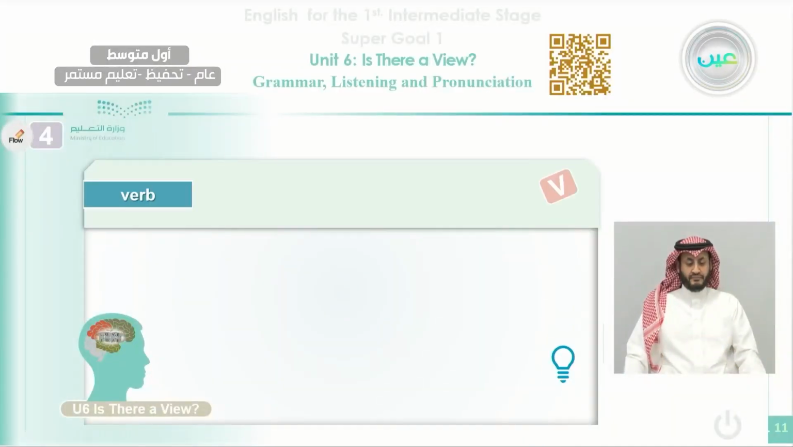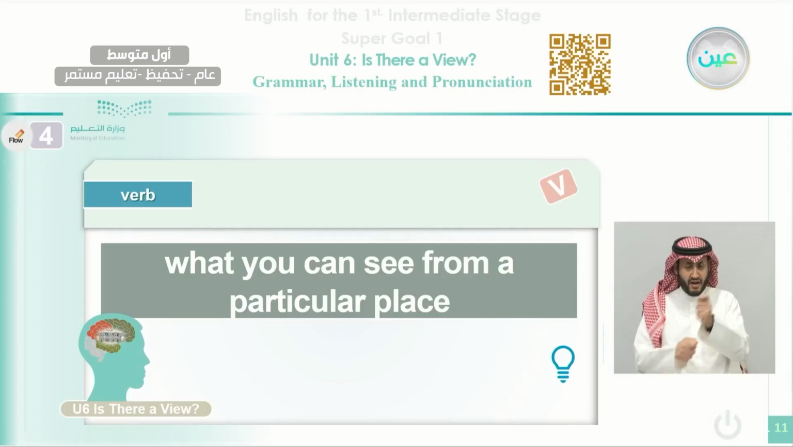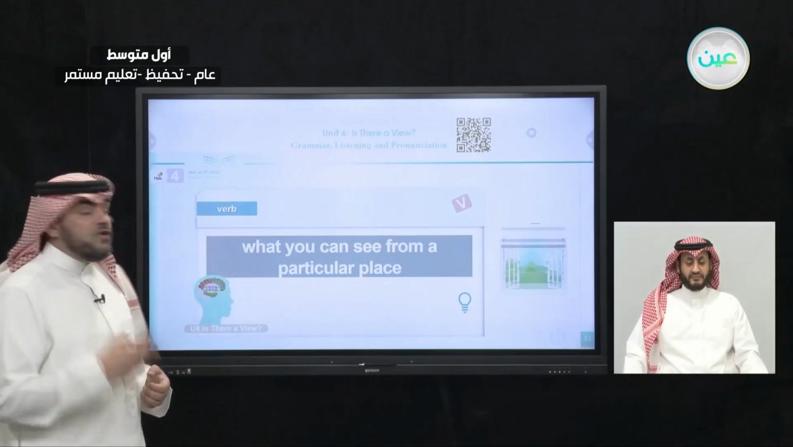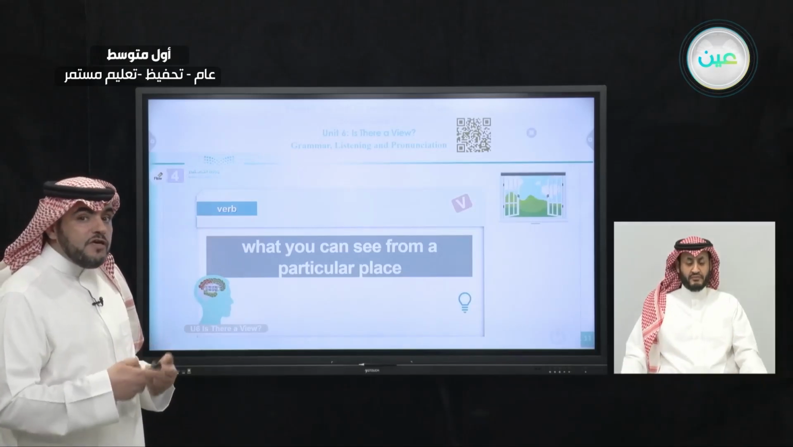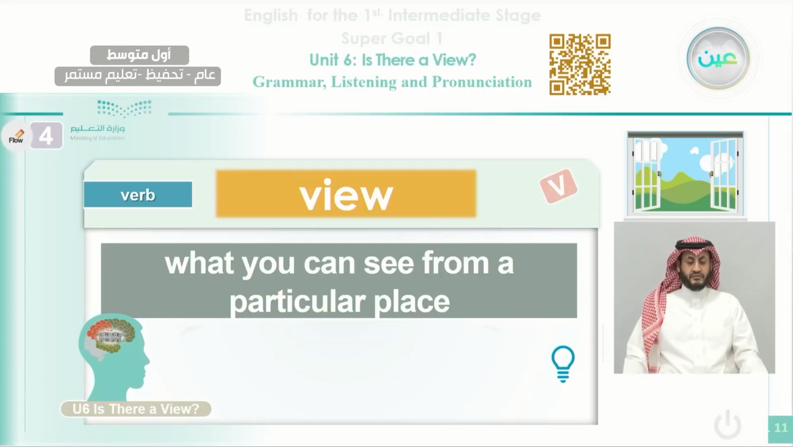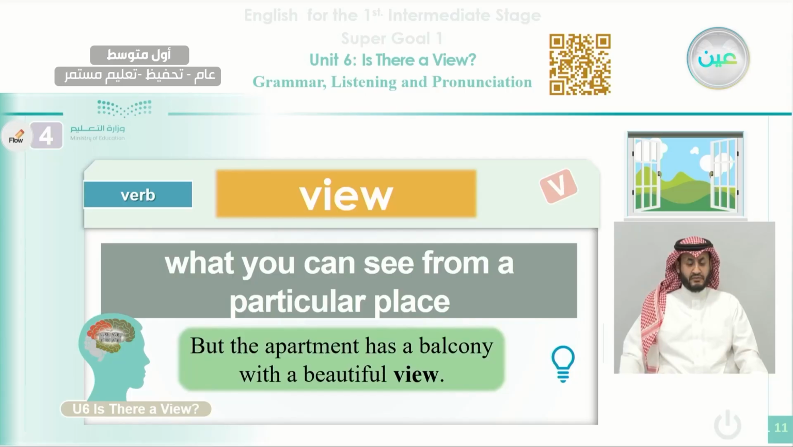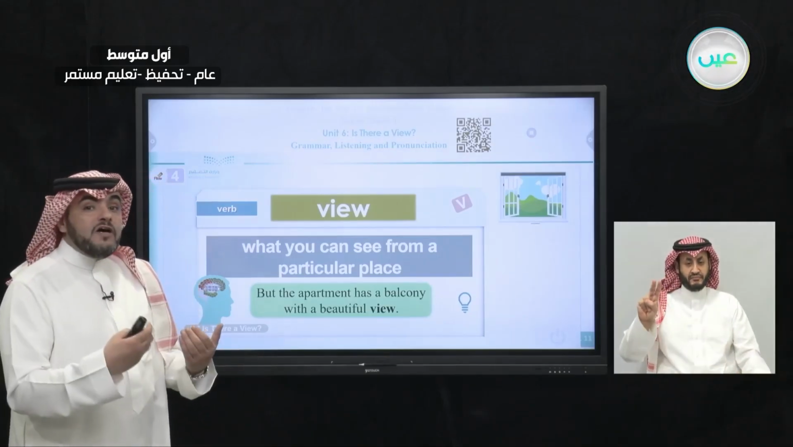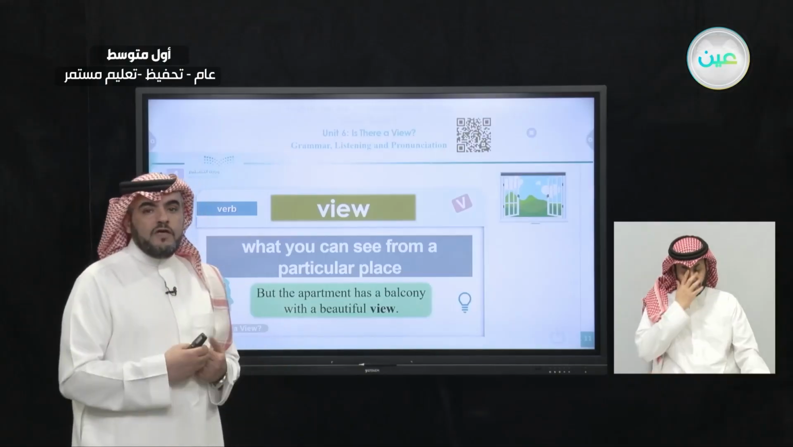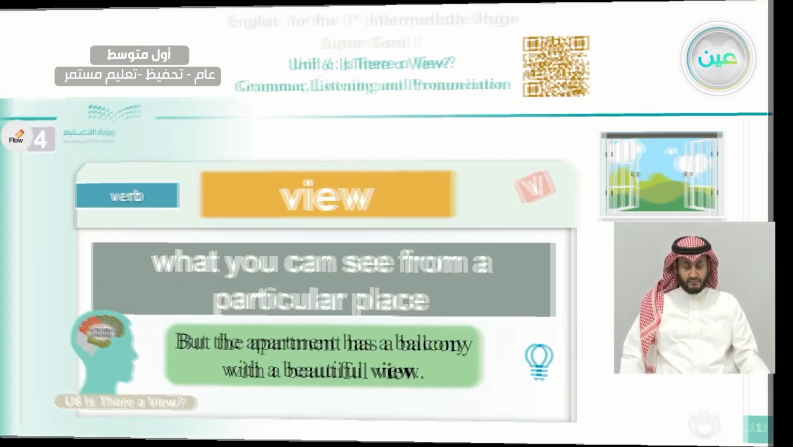Okay, and here we talk about a noun starting with V, what you can see from a particular place. This is the title of this unit. You see something from a particular place, through a window, for example. It is starting with V. Yes, very good. That is a view. We say a view. But the apartment has a balcony with a beautiful view. When we talked about Jim's house and Omar's apartment in the previous lesson, we talked about a very nice view that Omar's apartment has.